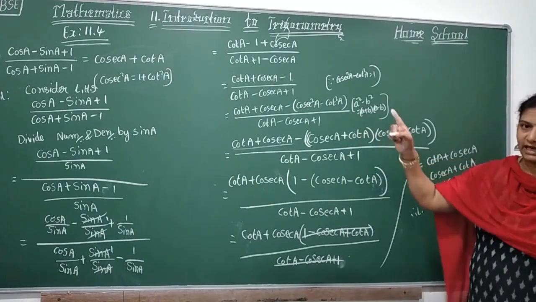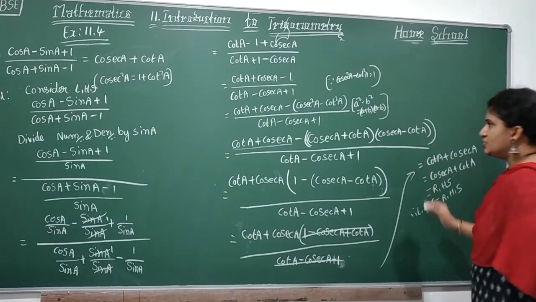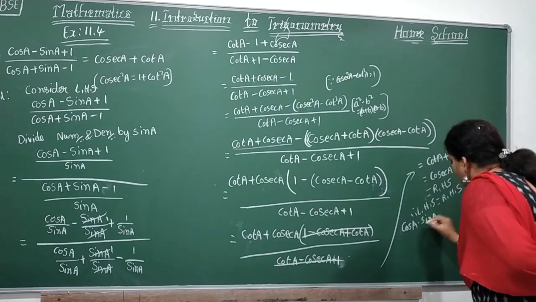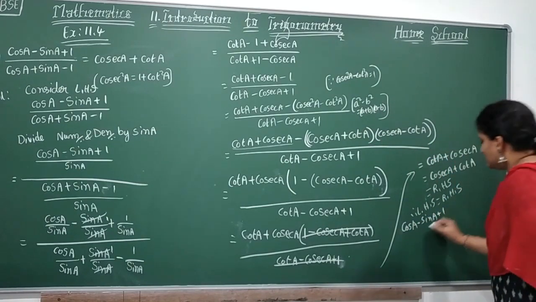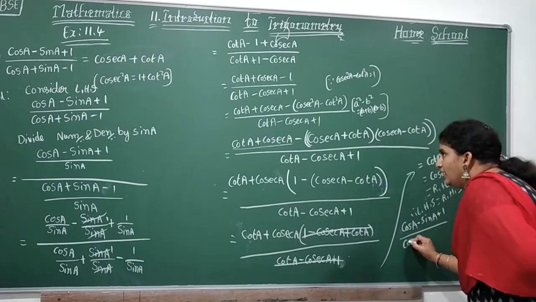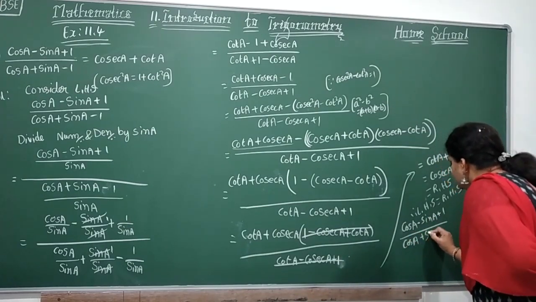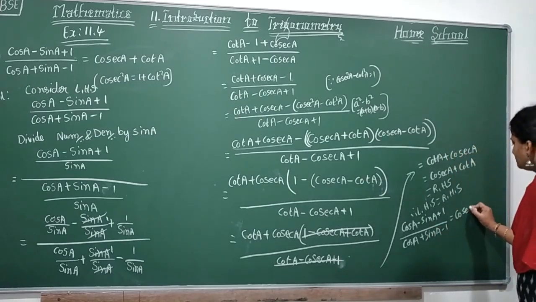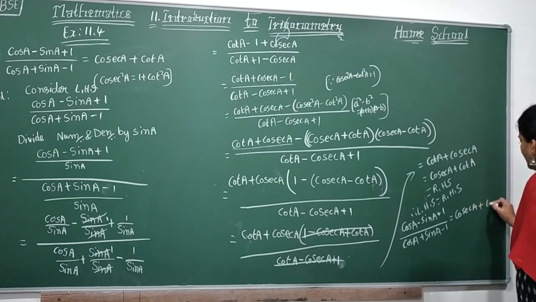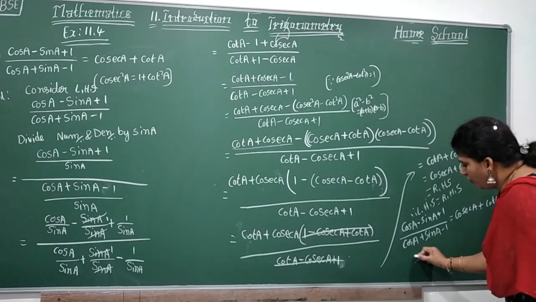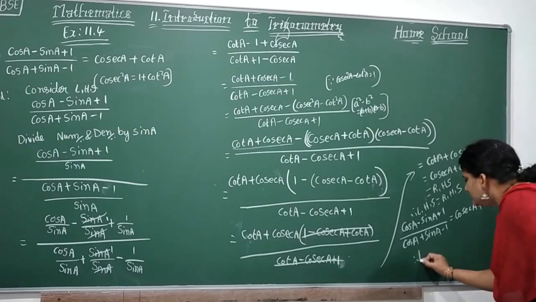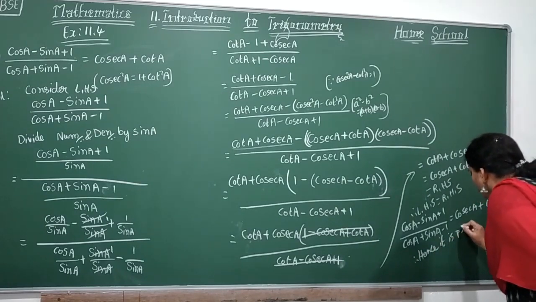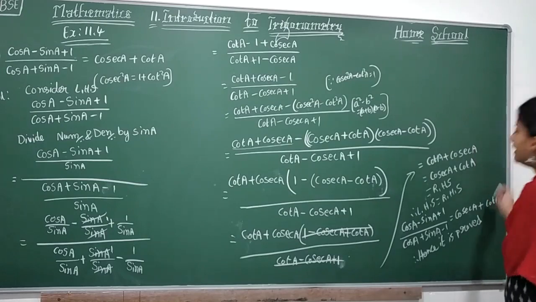Therefore, again rewrite the question. What is the question here, children? Cos A minus sin A plus 1, whole divided by cos A plus sin A minus 1, is equal to cosecant A plus cot A. Therefore, what are you going to write here? Hence it is proved. You need to prove, no? You have to write hence it is proved.